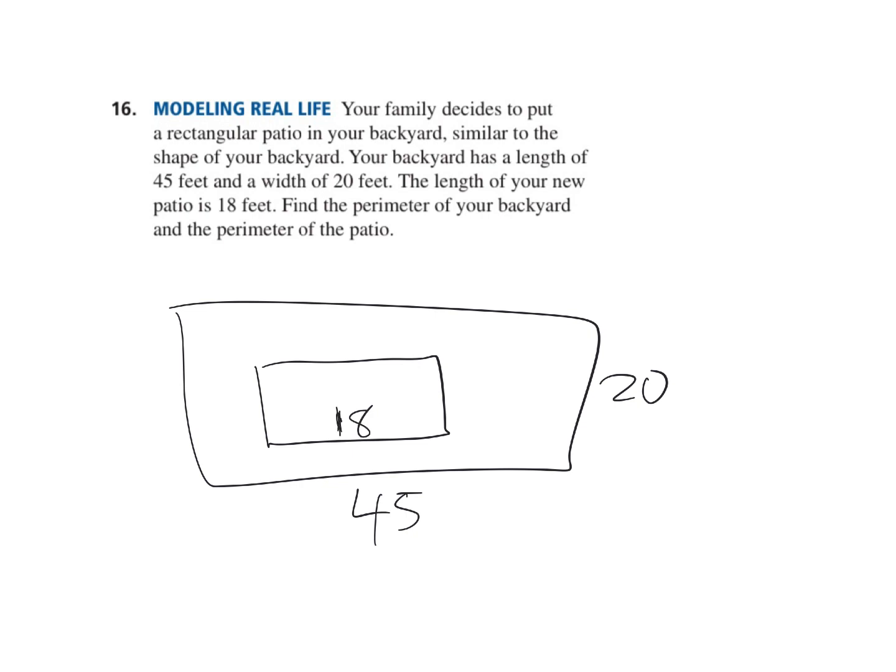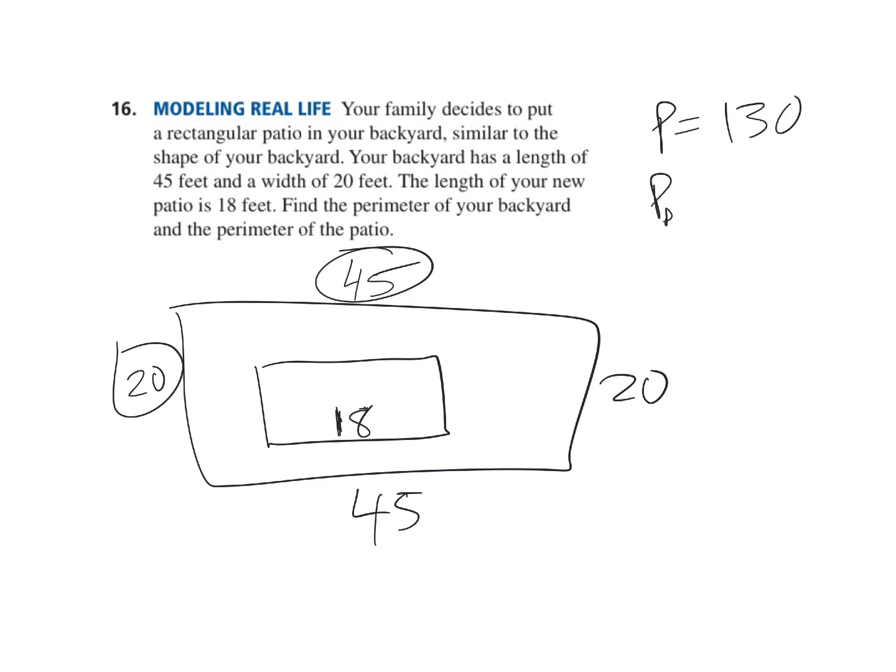Okay, so the perimeters are proportional. So this is 45, this is 20. So you have 65 and 65, that makes 130. So the perimeter is 130. The perimeter of your patio, we don't know. Okay, but we do know the lengths of the legs. Oops, not the 20.